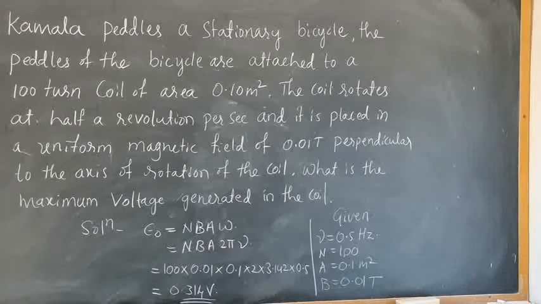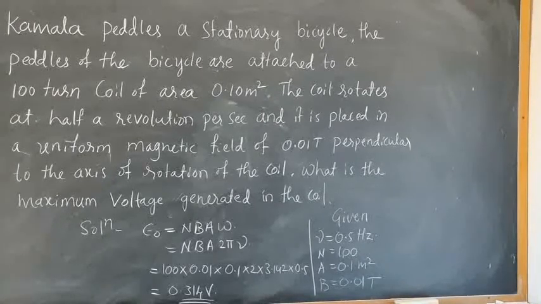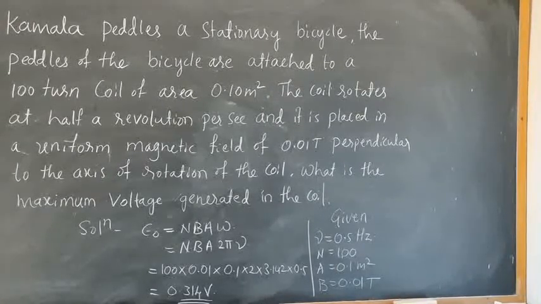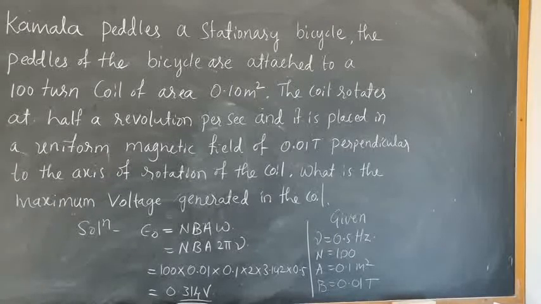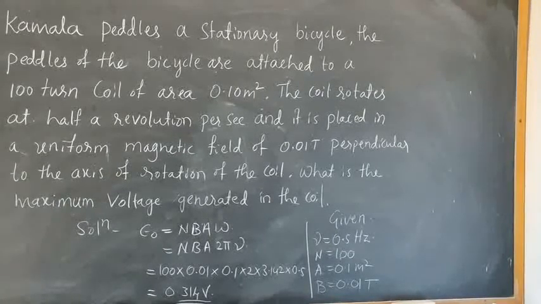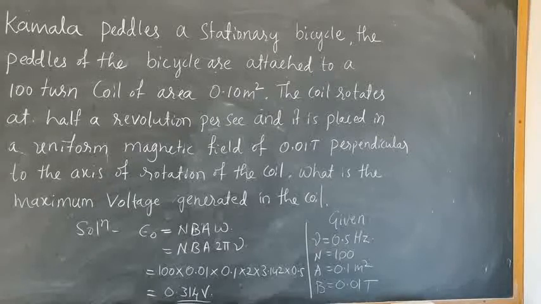Here 100 into 0.01 into 0.1 into 0.5 into 2. 0.5 into 2 is 1. 1 into 0.1 is 0.1 and 100 into 0.01 is 1. So 0.1 remains. 0.1 into 3.142, it is 0.314 volt. So the answer is 0.314 volt.